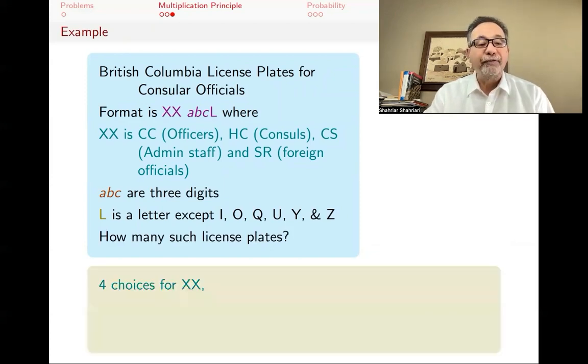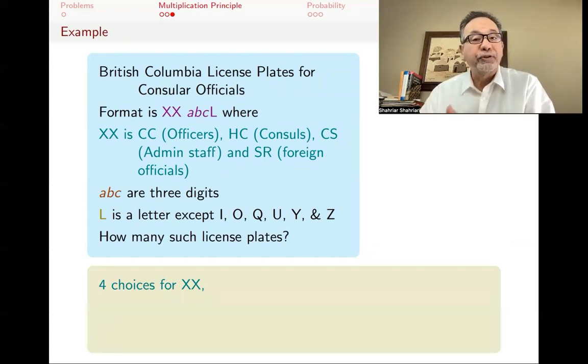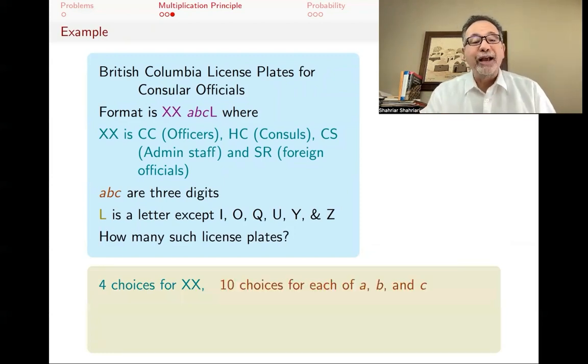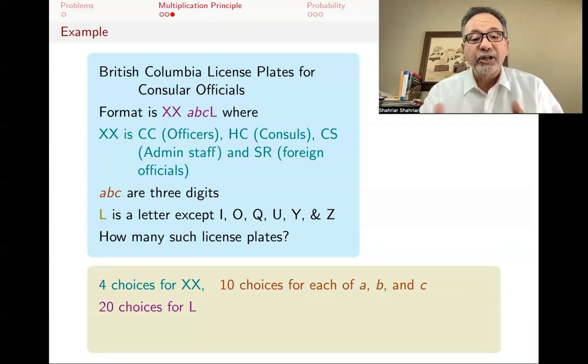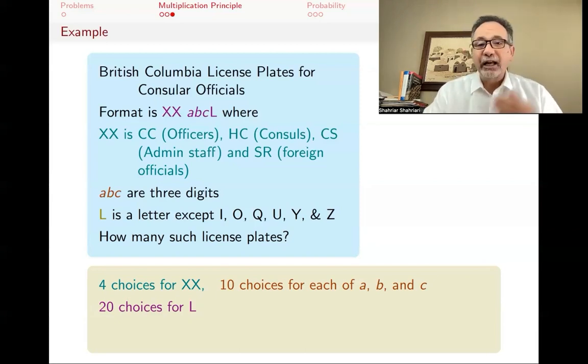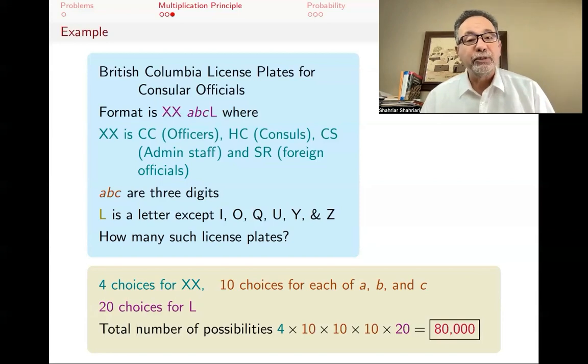How many choices do we have for XX? We have 4 choices. The choices we have for A or for B or for C do not depend on that choice. And we have 10 choices for A, the 10 digits, 0 through 9, and 10 choices for B, 10 choices for C. And we have 20 choices for L because there are 26 letters, 6 of them we're not using, and none of these choices depend on the one before. They're independent of each other. The total number of possibilities by the multiplication principle is 4 times 10 times 10 times 10 times 20, which is 80,000. This time I used the multiplication principle for more than 2 tasks, but it's the same thing.